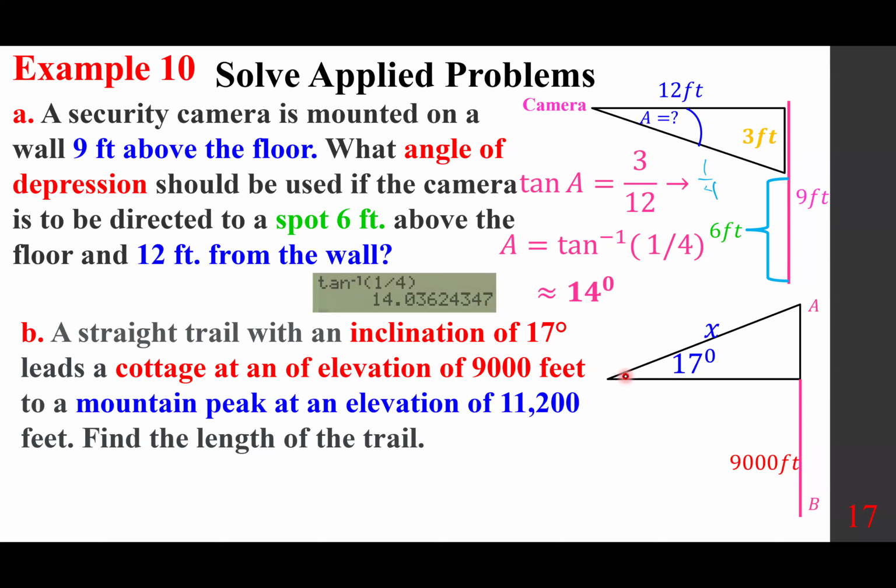And the peak at A such that the distance AB is 11,200. So let's call this something C. So we want this distance of AC. This is what the question is asking us. So the setup will help.